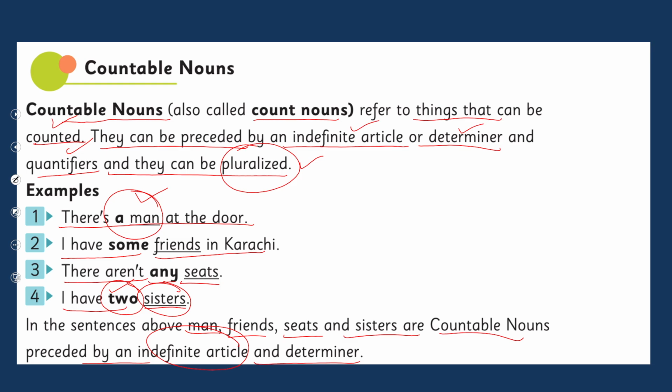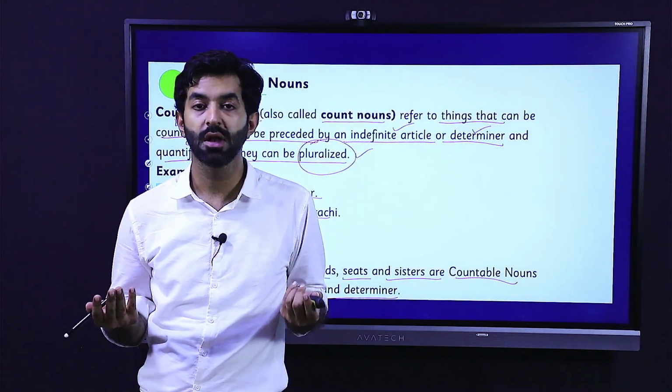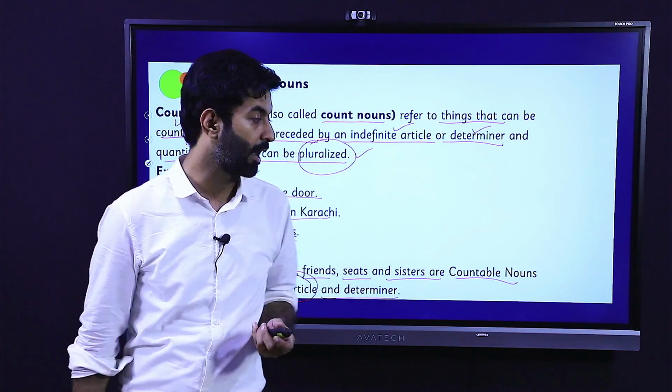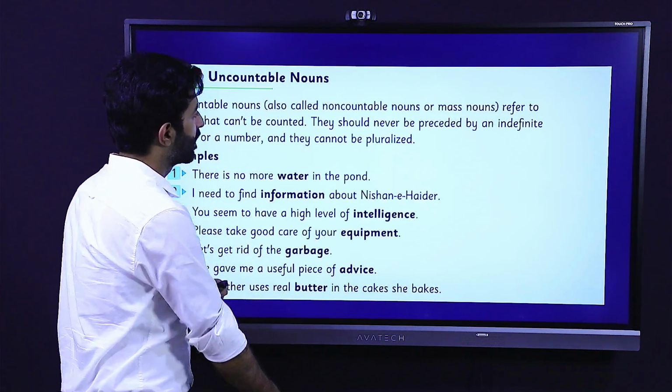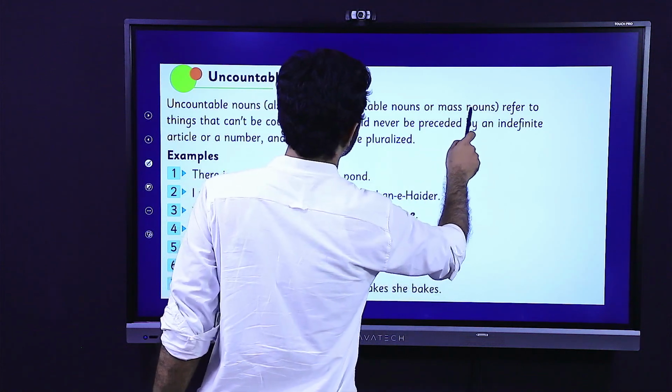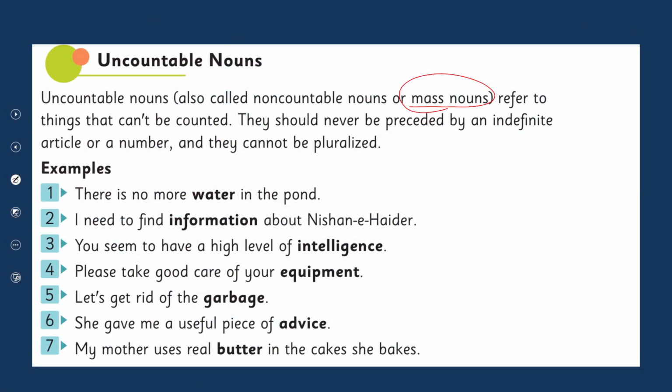Now, but what if we cannot count our nouns? We will call them uncountable nouns. The uncountable nouns, or we can also call them mass nouns, refer to things that cannot be counted. They should never be preceded by an indefinite article or a number because they are uncountable, and you cannot pluralize such nouns. For example, there is no more water in the pond.